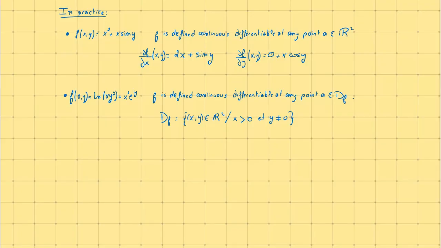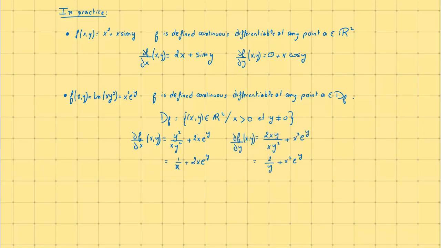So df over dx at (x, y) will be, if you look at ln of xy^2, you consider that y is a constant. So the derivative of ln(xy^2) will be the derivative of what's inside, which is y^2, divided by xy^2, the whole function inside ln. So the derivative will be y^2 over xy^2, plus then the derivative of x^2 e^y. If y is a constant, the derivative will be only 2x times the constant e^y. We do the same thing for df over dy, and we can simplify, of course, both expressions.